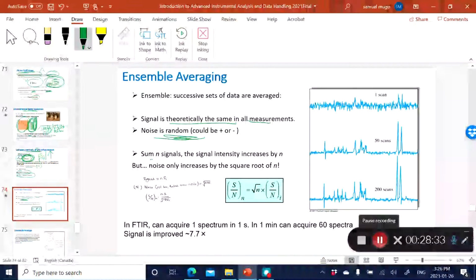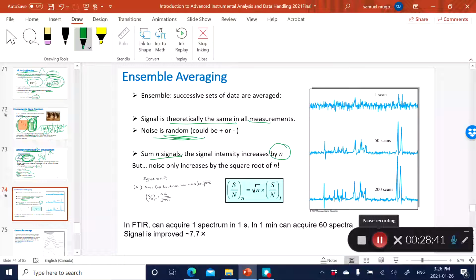Now, if you average multiple signals, essentially the signal intensity should increase proportional to the number of measurements that you have run, so-called N. On the other hand, if you run multiple times, the noise increases proportional to the square root of the number of measurements. And so the signal is equal to N multiplied by S1, that's only one signal or one run. Noise, on the other hand, is proportional to the root of N, multiplied by the noise for that one scan.